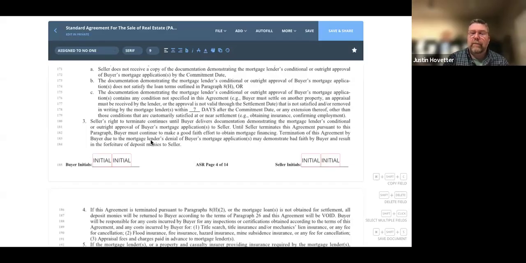Here's one of the most important and overlooked sentences in the agreement of sale. I wish that this one was in bold underlined print. It says that termination of this agreement by the buyer due to mortgage lender's denial of the buyer's mortgage application may demonstrate bad faith by buyer and result in forfeiture of deposit monies to seller.